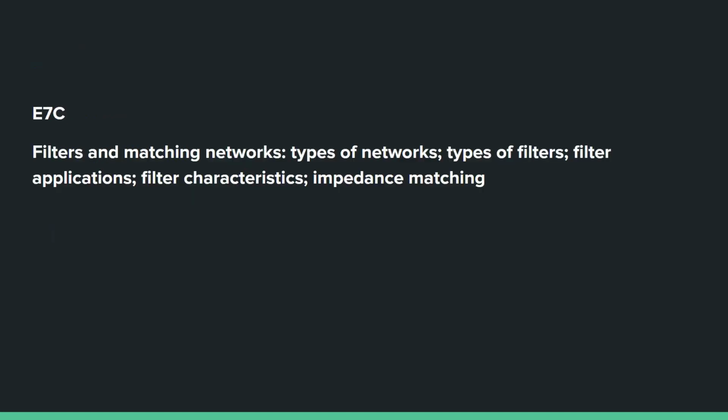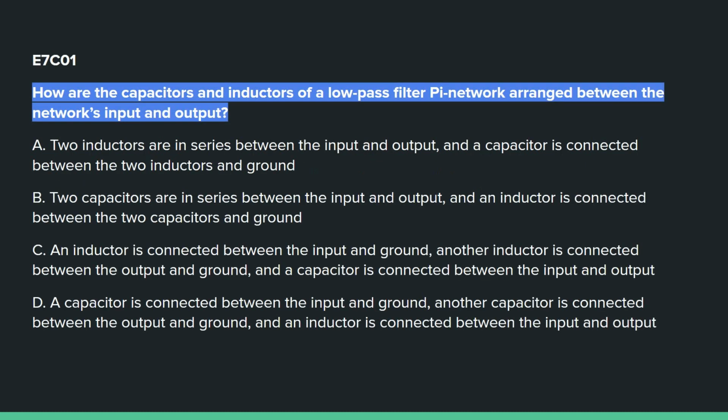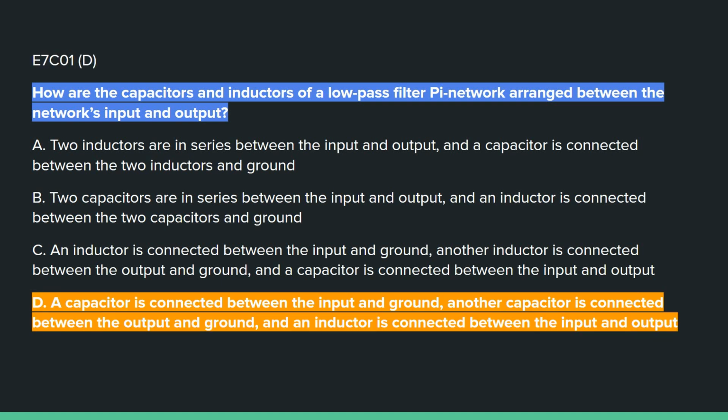E7C, filters and matching networks, types of filters, filter applications, filter characteristics, and impedance matching. E7C01 says, how are the capacitors and inductors in a low-pass filter pi network arranged between the network's input and output? D, a capacitor is connected between the input and ground, another capacitor is connected between the output and ground, and an inductor is connected between the input and output.